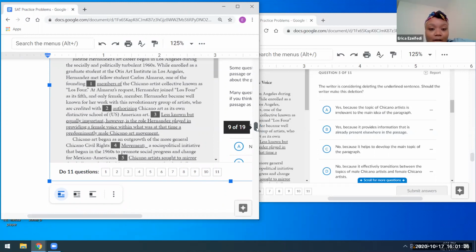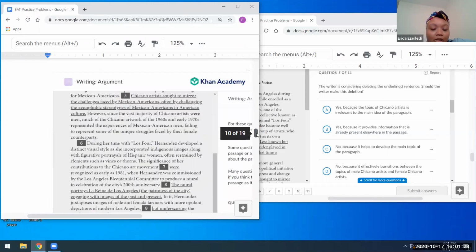Then it says that Chicano artists sought to mirror the challenges faced by Mexican Americans. So it's further fleshing out and helping to develop, to use the language in answer choice C, what this paragraph started off explaining. So C is correct.